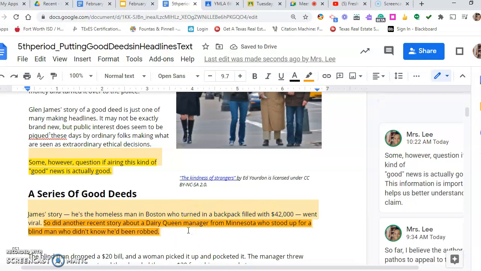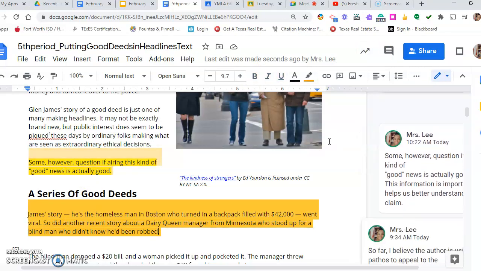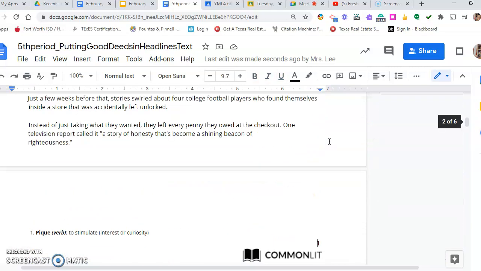James's story, he's a homeless man in Boston who turned in a backpack filled with $42,000, went viral. So did another recent story about a Dairy Queen manager from Minnesota who stood up for a blind man who didn't know he'd been robbed. Just a few weeks before that, stories swirled about four college football players who found themselves inside a store that was accidentally left unlocked.